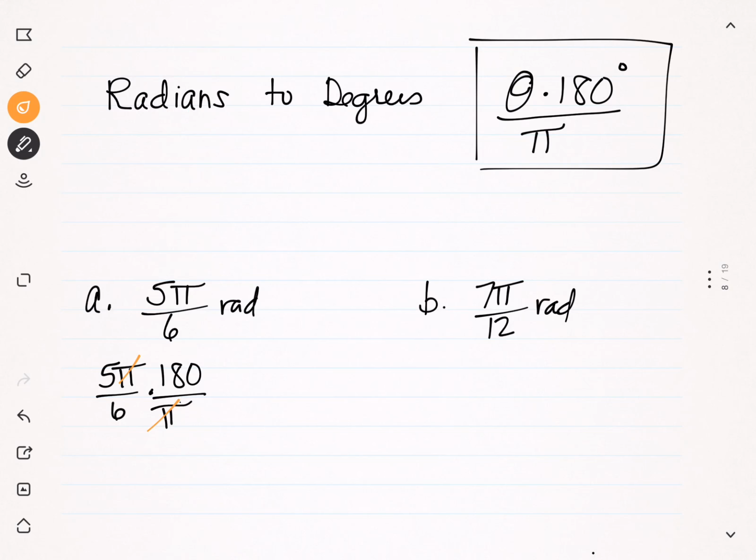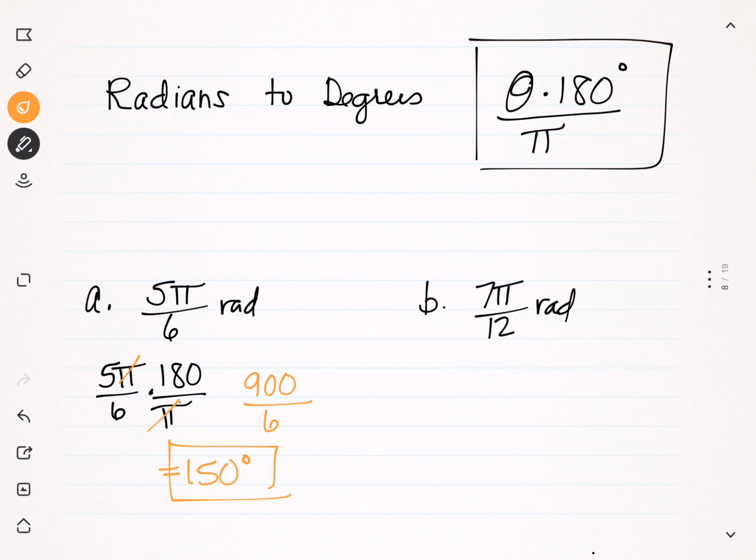I'm going to multiply 5 times 180, which is 900. Now I could certainly divide, I know 6 goes into 180, I could reduce it then, but let's just continue what we're doing here. So I would have a 6 on the bottom, and when I divide those, I would get 150 degrees. So 5 pi over 6 radians is the same thing as 150 degrees.